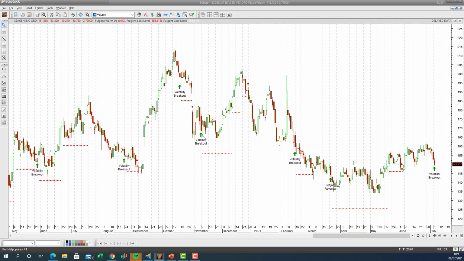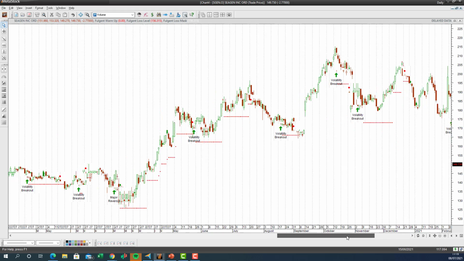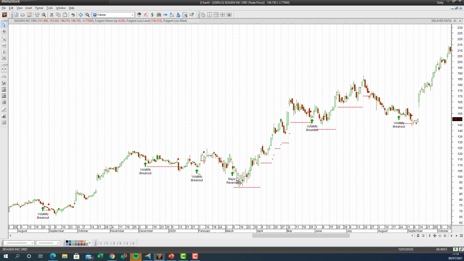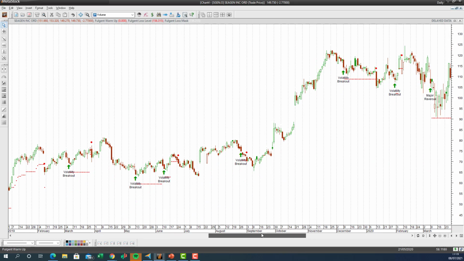That one failed there. Another second one worked well. That one failed, but that one worked well, and the second one worked well. So there's about 2 out of 3 here that's working very, very well. Look back here, major market reversal back here in March, fantastic one to trade. Look how it caught that rally, and then a few volatility breakouts earlier.